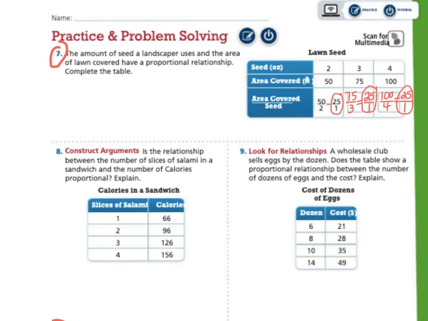Number 7. Since they tell us in this question that the amount of seed used and the area of the lawn are in a proportional relationship, then we're just going to prove that by completing the table.